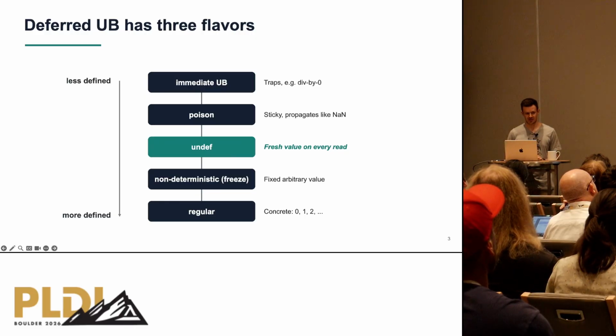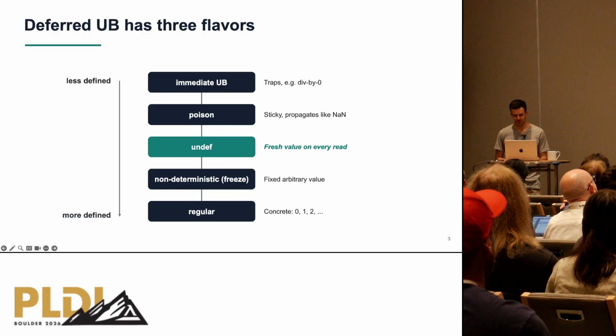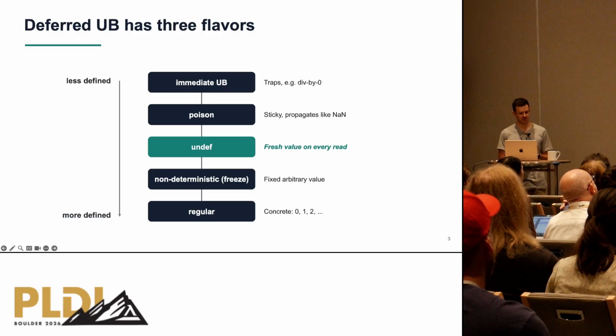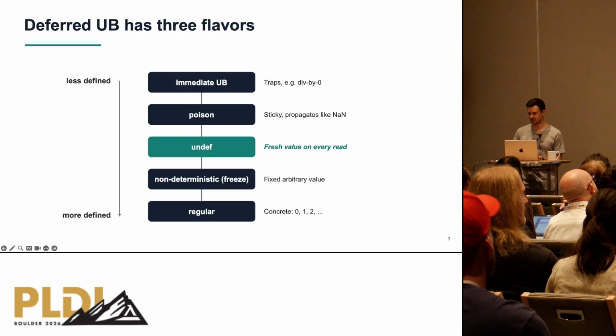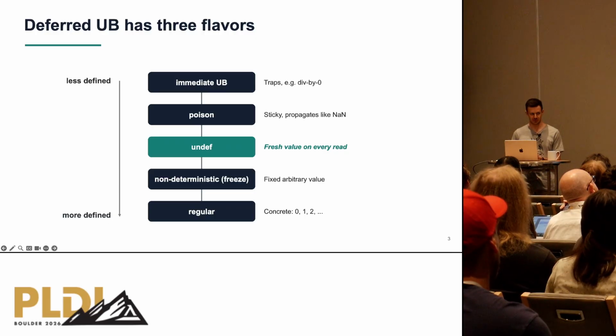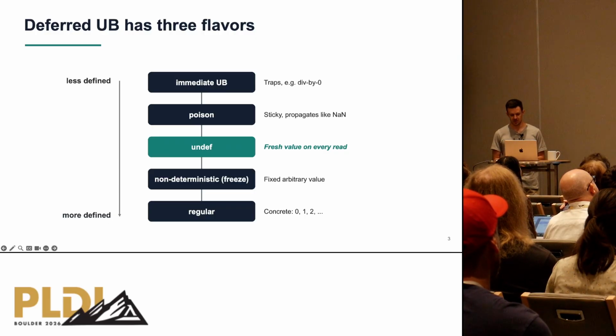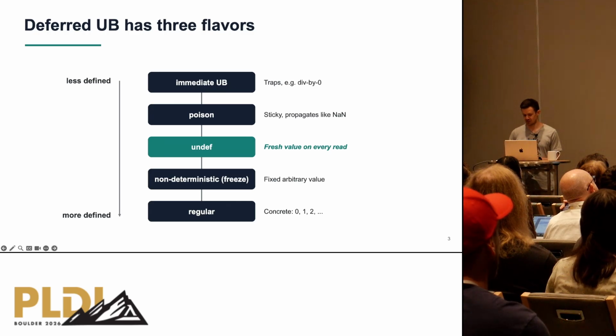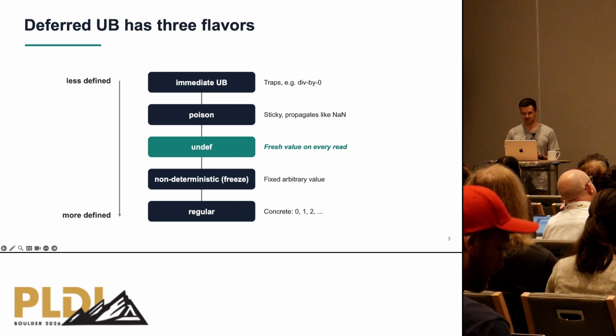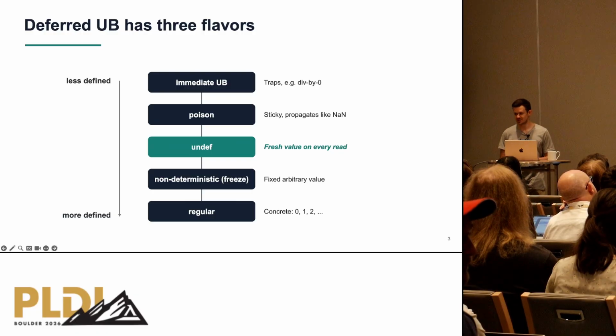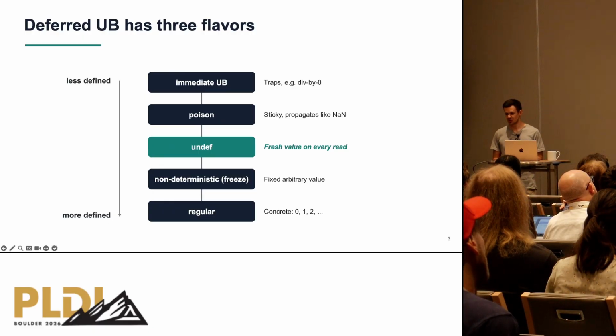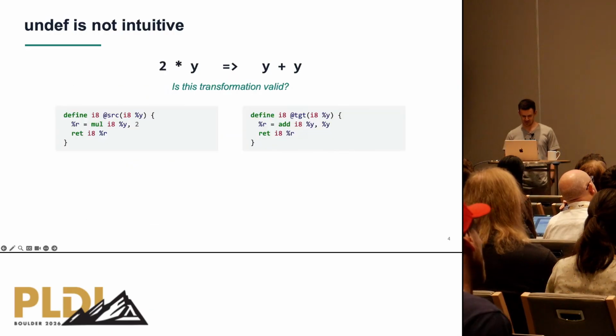Notice that every time we read an Undef value, we may get a new different value. Freezing a poison or Undef value gives us a non-deterministic but fixed arbitrary value through the freeze instruction. Then, at the bottom of the lattice, we have regular values. Notice that of these, only poison is sticky, while Undef is not. This non-stickiness of Undef gives it some counterintuitive properties.